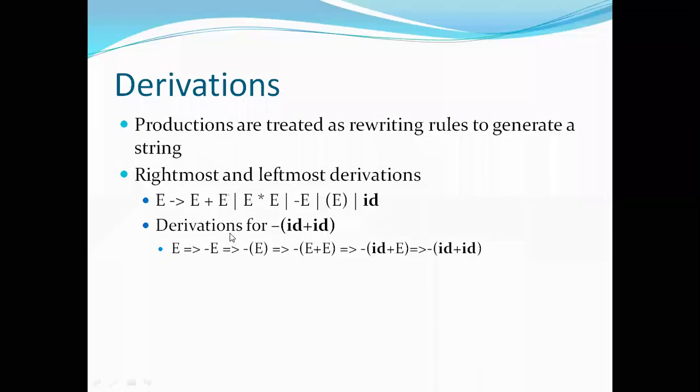So what is the derivation? The process of generating a terminal string from the start symbol of the given grammar by applying a sequence of substitutions is called the derivation. So here we have two derivations: leftmost derivation as well as rightmost derivation. The definition: the productions are treated as rewriting rules to generate a string.